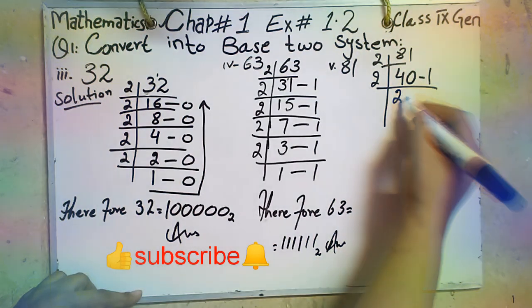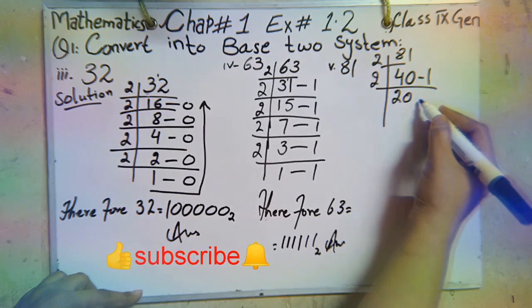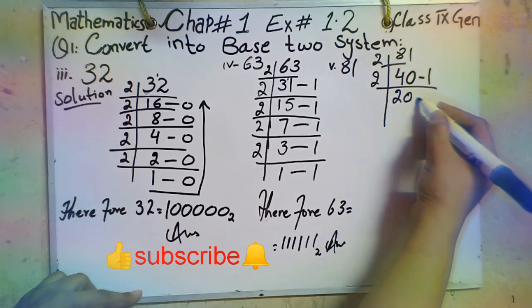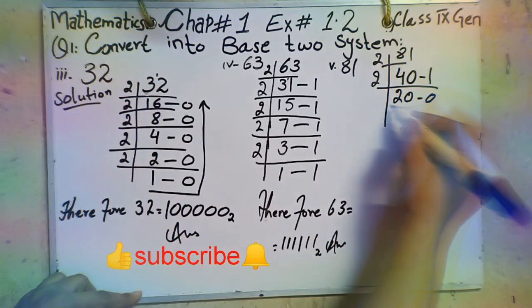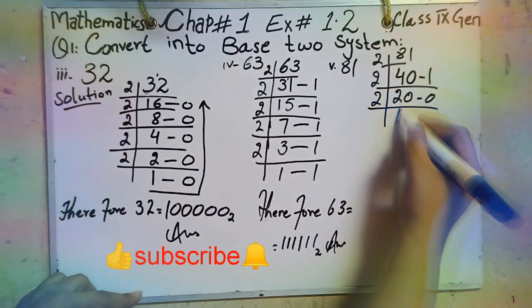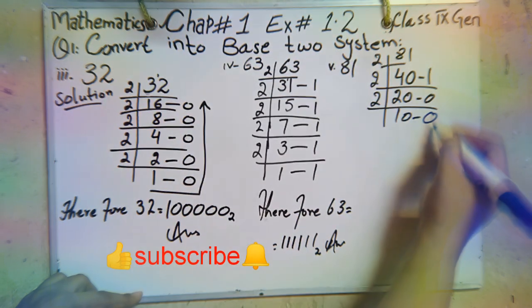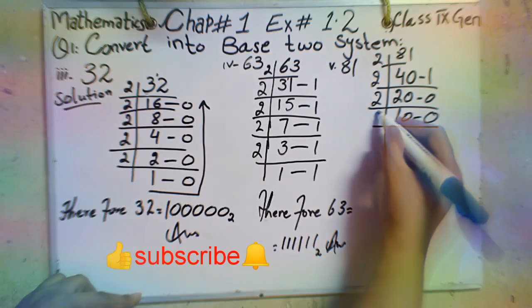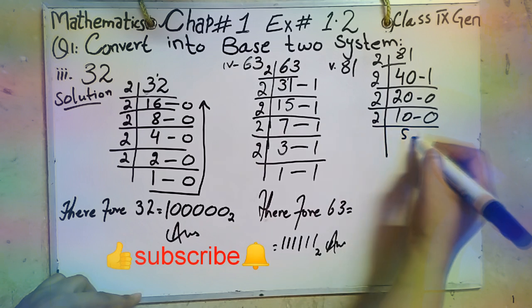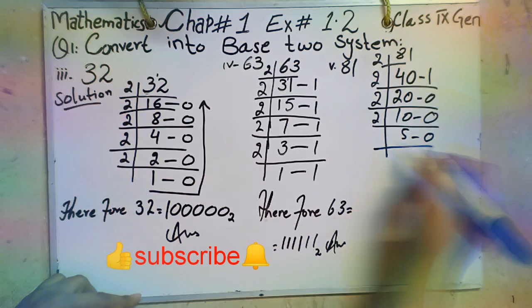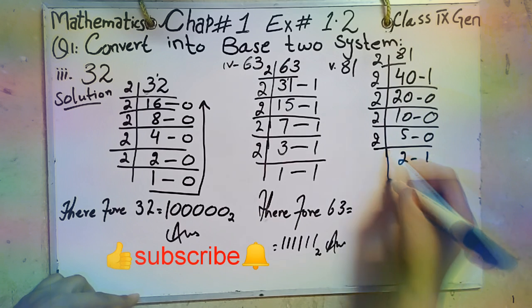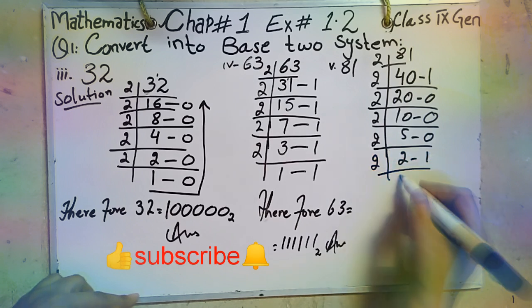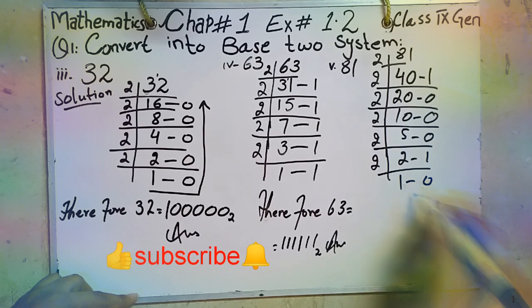2 twos are 4, 0 as it is, copy down. It means 2 twenties are 40, 0 is left. 2 tens are 20, 0 is left. 2 fives are 10, 0 is left. 2 twos are 4, 1 is left. 2 ones are 2, 0 is left.